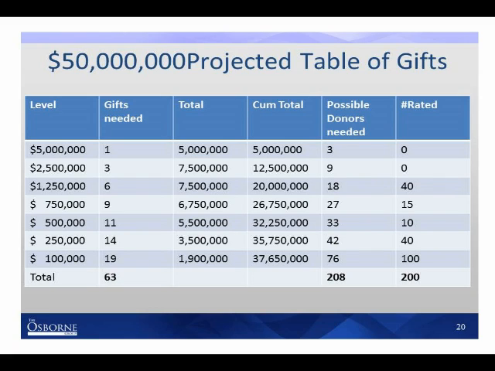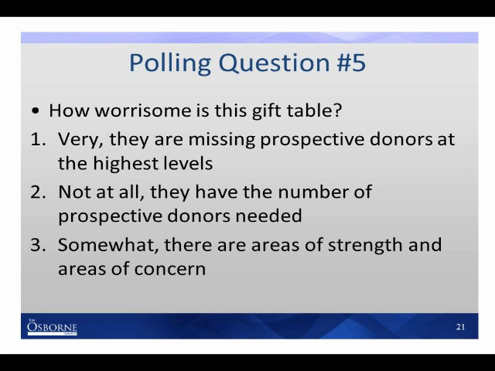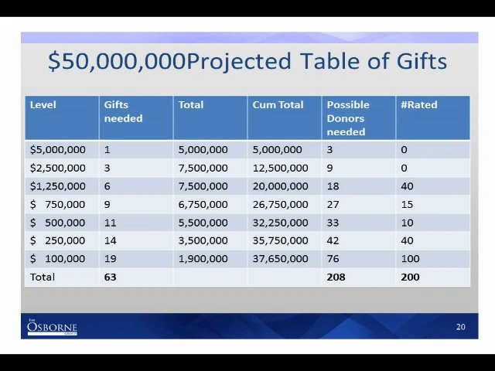So we look at this, right? And you know that there are 2-to-1, 3-to-1, 4-to-1 ratios in terms of the number of possible donors that need to be identified for the number of gifts received. So take a look at this table, because we're going to have a polling question coming up. Look it over, study it, and I'm going to open the next polling question. The question is, how worrisome is this gift table? Is it very worrisome because we are missing the number of gifts at the top end that we need?